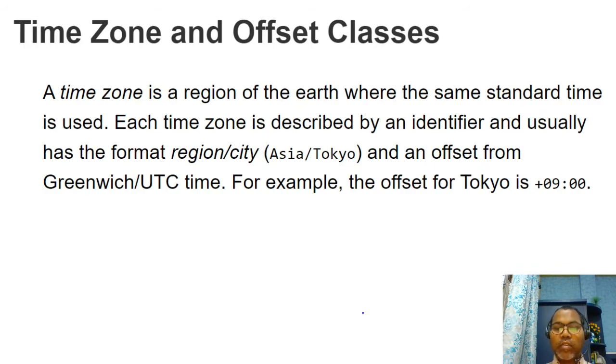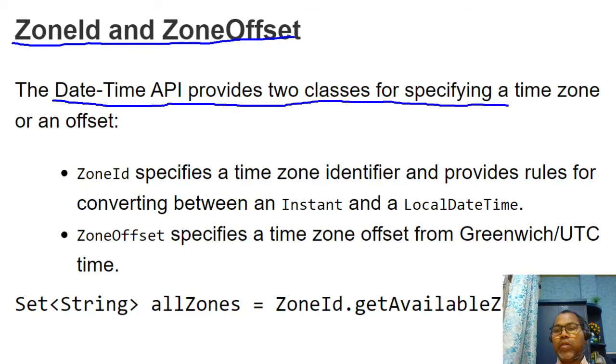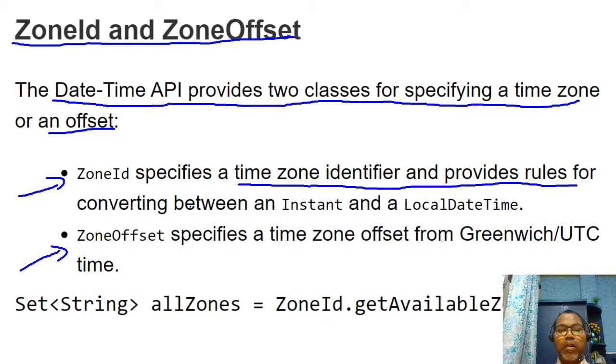With these two classes, you can create a date object, a time zone object for different regions as well. Talking about the zone, ZoneId and ZoneOffset are the two supported classes. So the DateTime API provides two classes for specifying your time zones and offset. One is ZoneId and one is ZoneOffset. ZoneId specifies a time zone identifier and provides the rules for converting between instants or local date times.